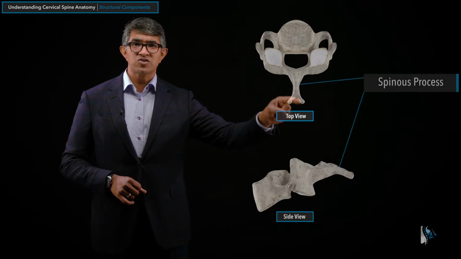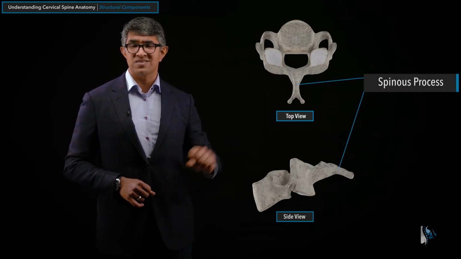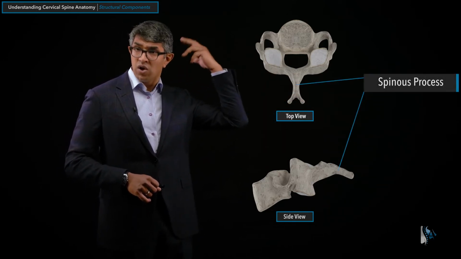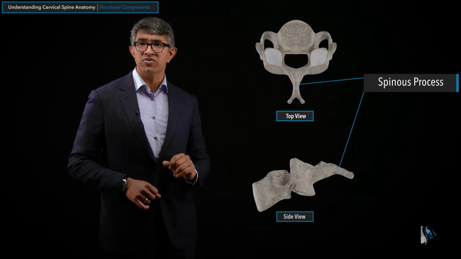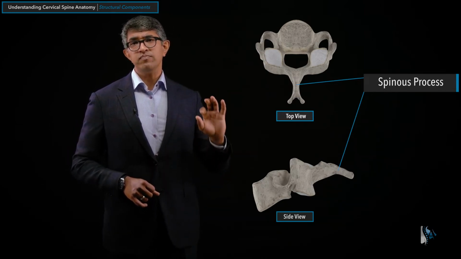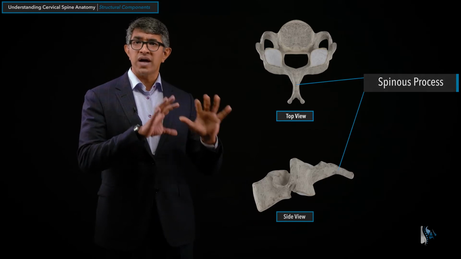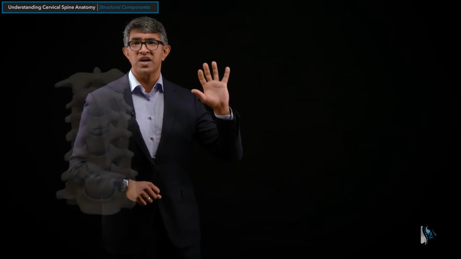And then lastly, there's this structure right here, which is the spinous process. And that's the structure that you can kind of feel when you feel the back part of your neck. That little knob that you're feeling, that's the spinous process. So that's a single vertebral body, right? That's looking at C5, just as a representative of what we're talking about.